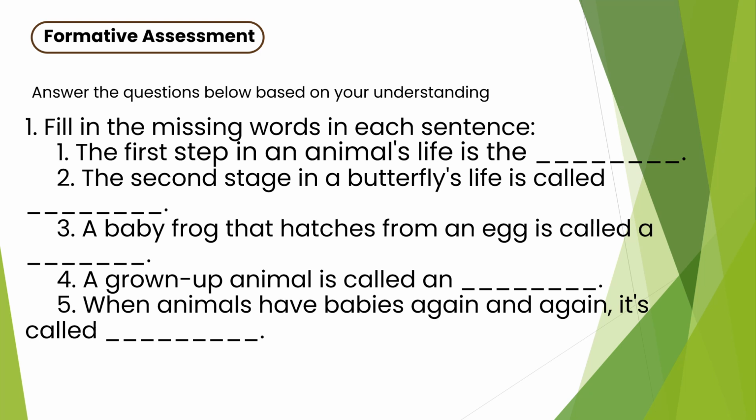Number one, the first step in an animal's life is the egg. Number two, the second stage in a butterfly's life is called larvae or caterpillar. Number three, a baby frog that hatches from an egg is called a tadpole. Number four, a grown-up animal is called an adult. Number five, when animals have babies again and again, it's called reproduce or life cycle.